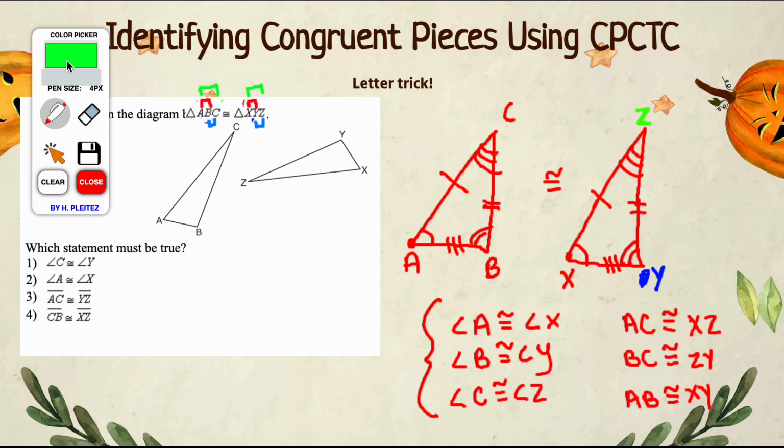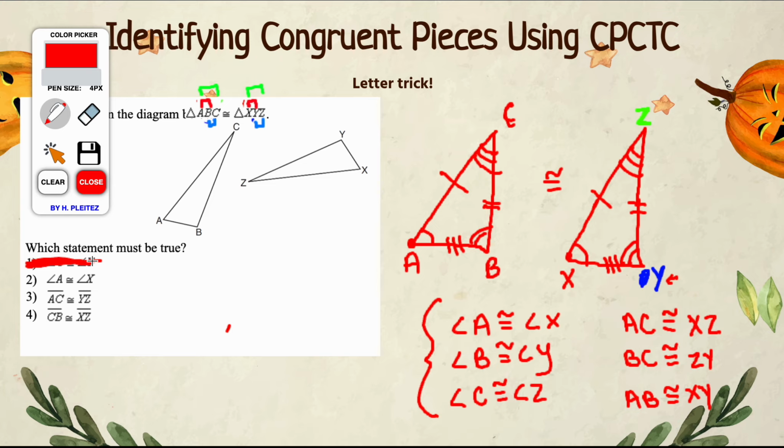So let's go through the answer choices. This says that angle C is congruent to angle Y. Well, this is why drawing your pictures is so important, because if you look at your pictures, we can see that angle C, which is here, and angle Y, which is here, are not in the same general position, right? Those are not corresponding angles. So we can't conclude that from CPCTC. We don't know that that must be true. We don't have enough info about that. Next, angle A is congruent to angle X.